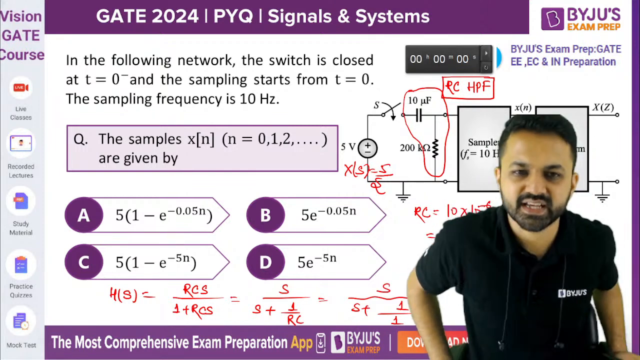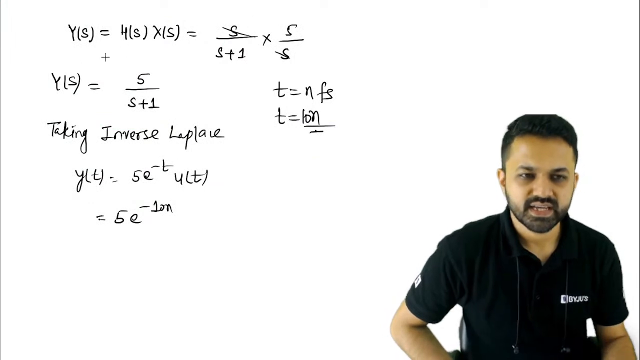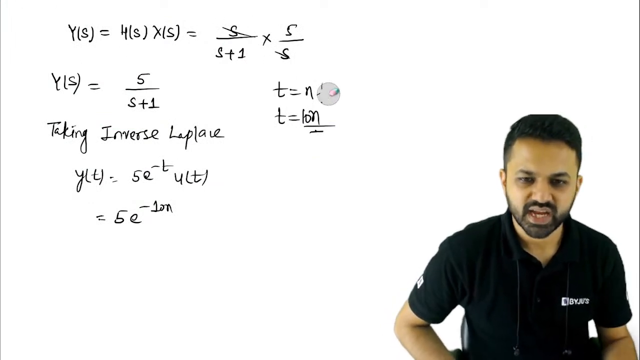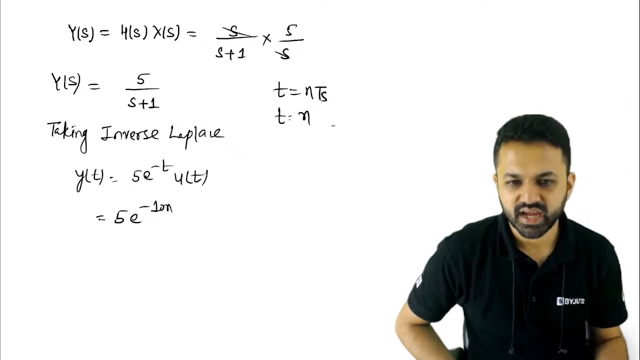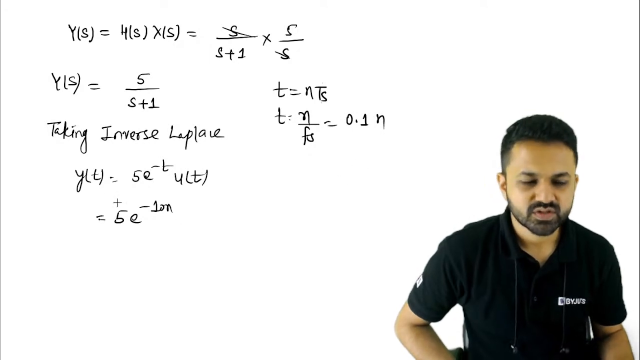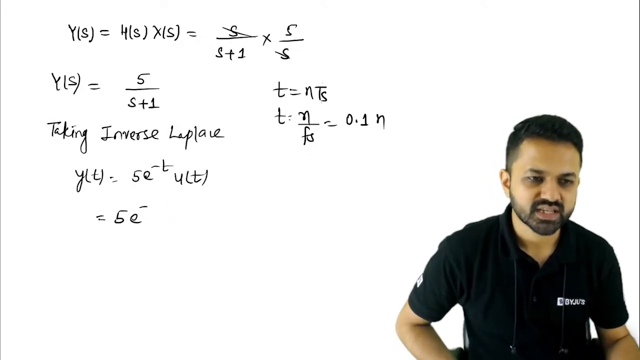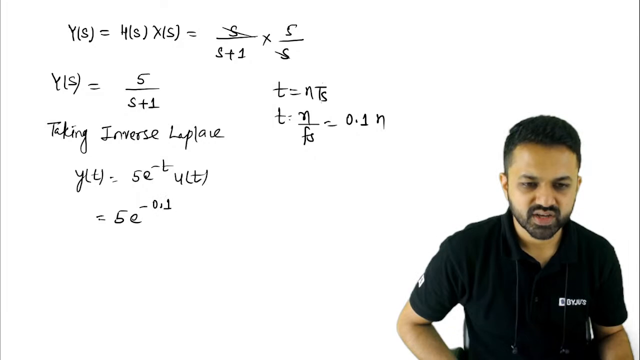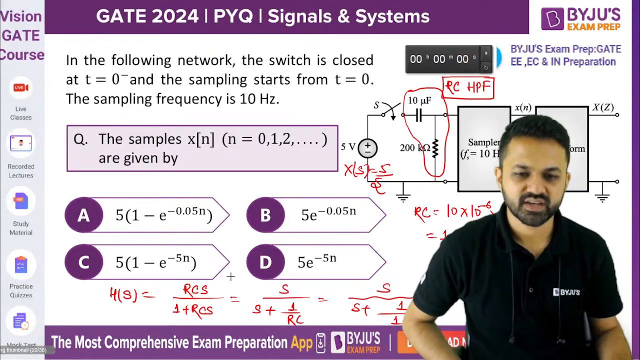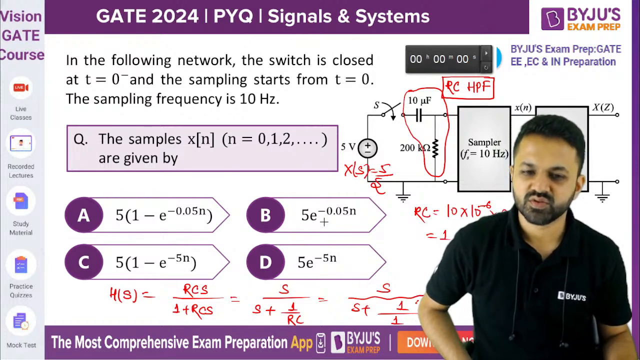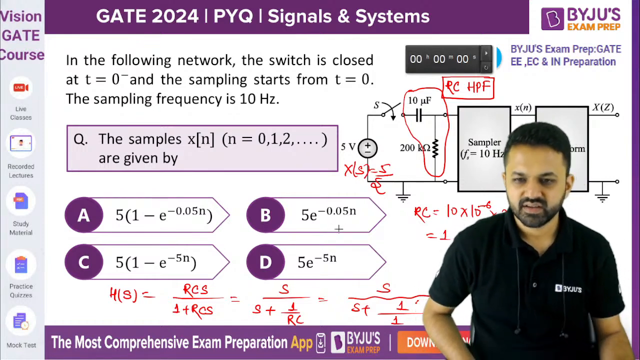Sampling period nTs, sorry, it is not n times fs, it is actually nTs, that is n upon fs. So we will get 0.1n. So we have to replace t by 0.1n. So 5 into e to the power minus 0.1n.